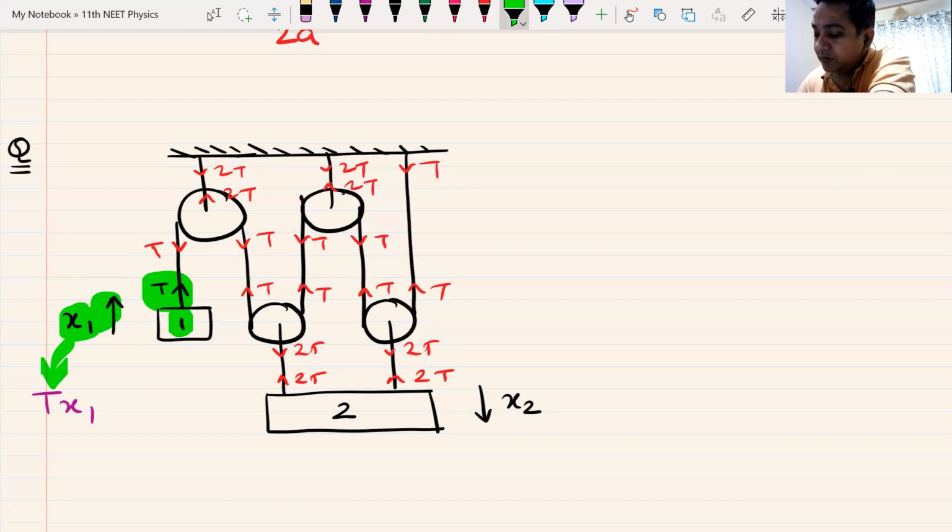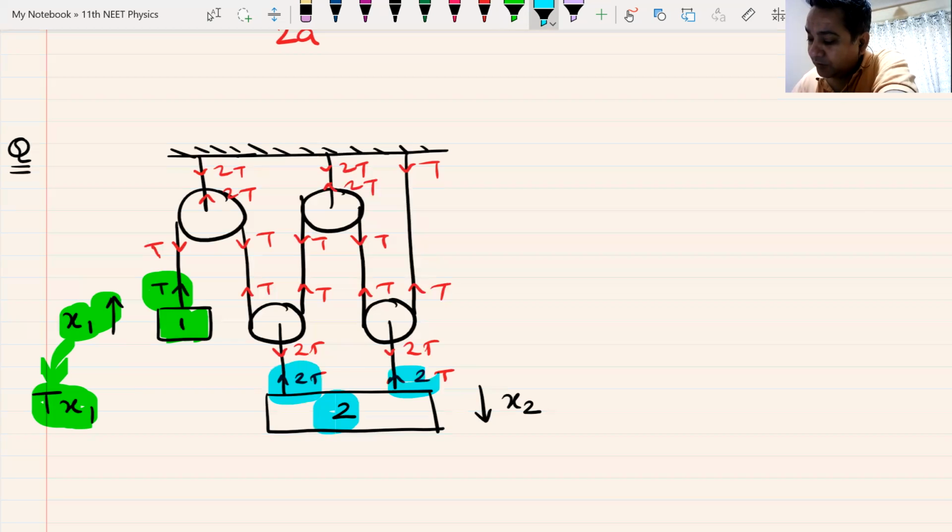For the green block, T is upwards, X1 is upwards. So the work done becomes T into X1. For the blue block, you can see 1, 2T is here, 1, 2T is here. So it is basically 4T. 4T is upwards.